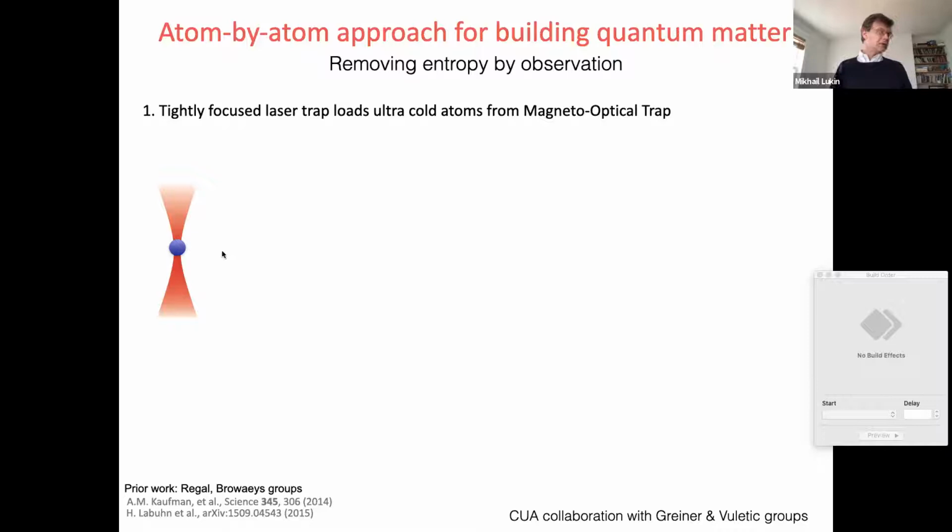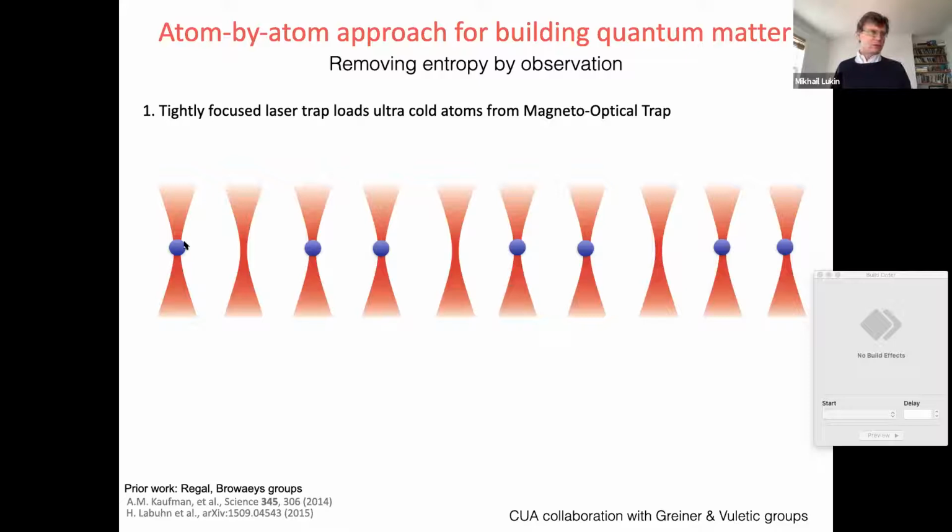So in practice, what we do is we don't start with just one tweezer. We start with hundreds, now thousands of these tweezers and try to load them all simultaneously. But this system has some entropy, right? So we cannot load all of these tweezers perfectly. In practice, we end up with a system where some optical traps are filled and some are empty.